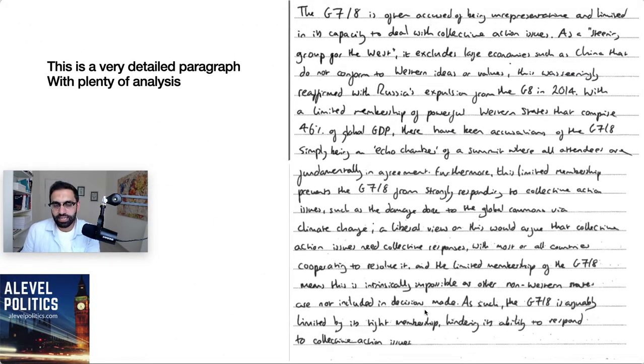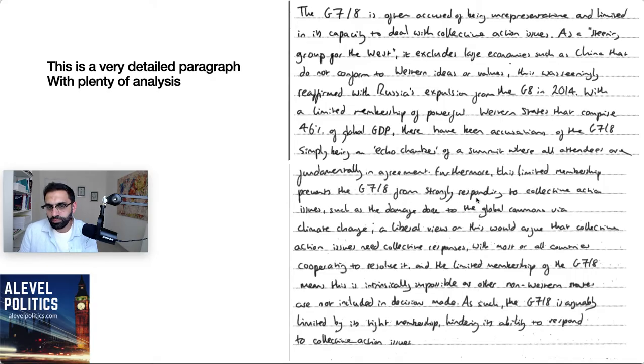Here we go. Here's some analysis in another essay in this paragraph. The G7-8 is often accused of being unrepresentative and limited in its capacity to deal with collective actions. As a steering group for the West, it excludes large economies such as China that do not conform to Western ideas or values. This was seemingly reaffirmed with Russia's expulsion from the G8 in 2014. Great detail. Some great stats here, 46% of total GDP, and then some analysis here, which you can read.